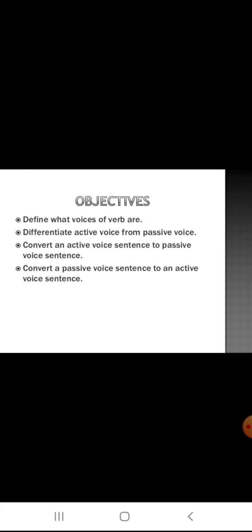Objectives. Define what voices of verb are. What will the objectives do? It will define what voices of verb are, differentiate active voice and passive voice, convert an active voice sentence to a passive voice sentence, and convert a passive voice sentence to an active voice sentence. These are the things we can do with the objectives.